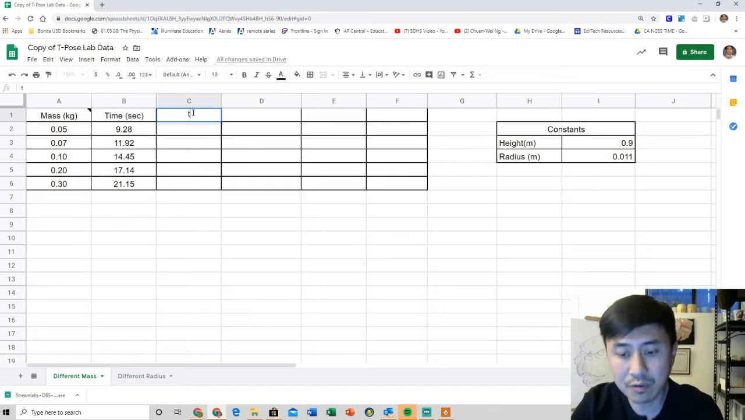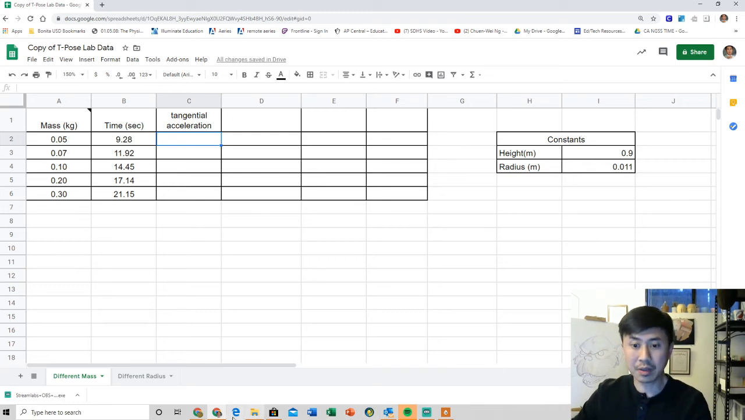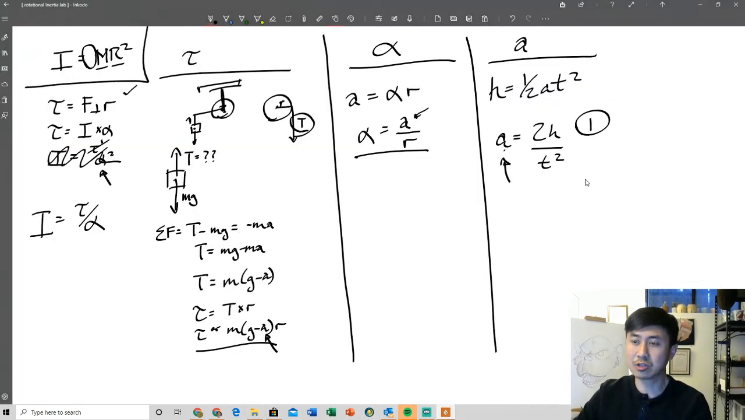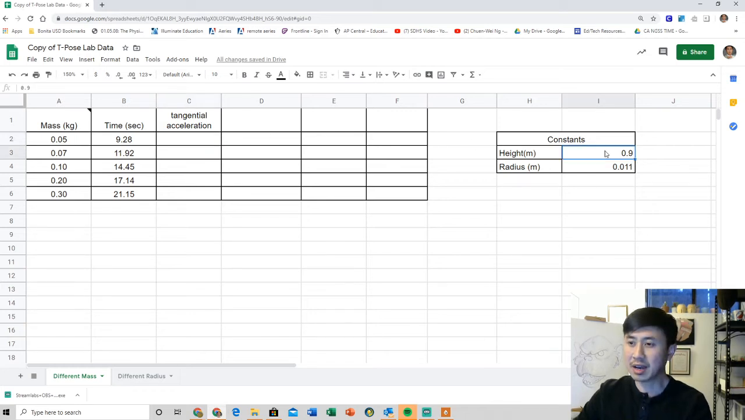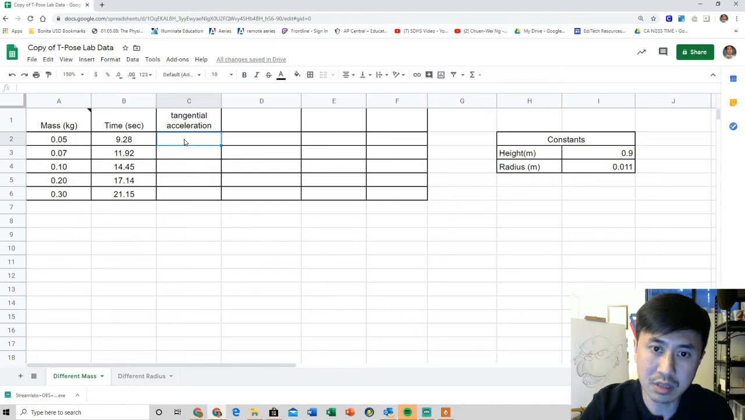So here, let's solve for the tangential acceleration. Okay, if you go back here, our tangential acceleration is equal to 2h divided by t squared. The height was around 1 meter, and then the time is right here. So our magical button in Google Sheets is equal to 2h, 2 times the height. So 2 times, this is shift 8, this is a little asterisk, h.